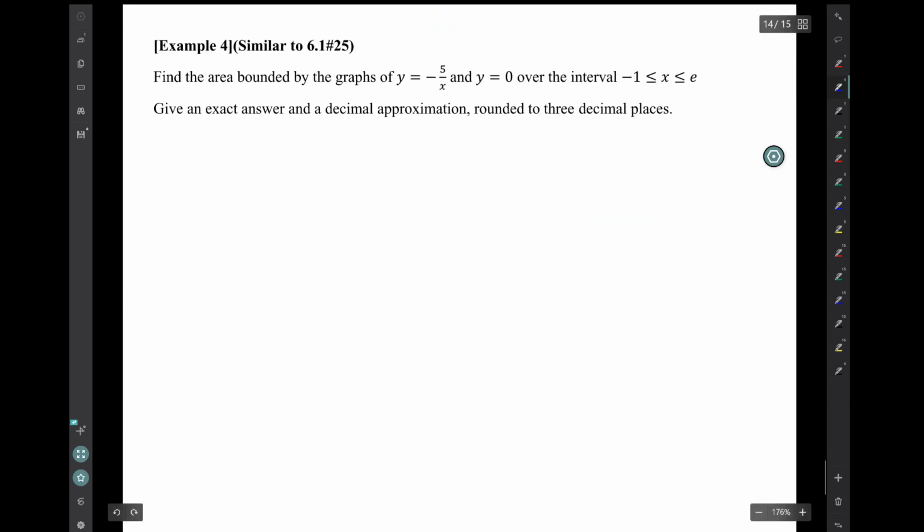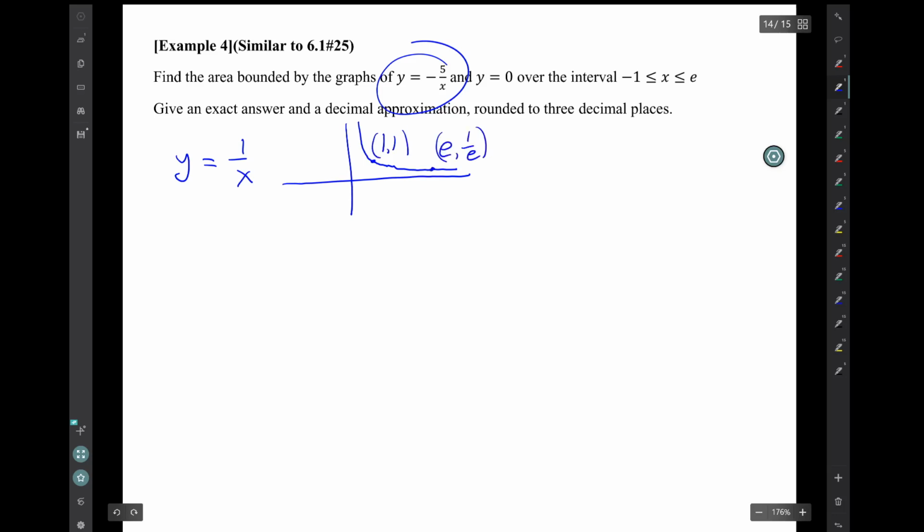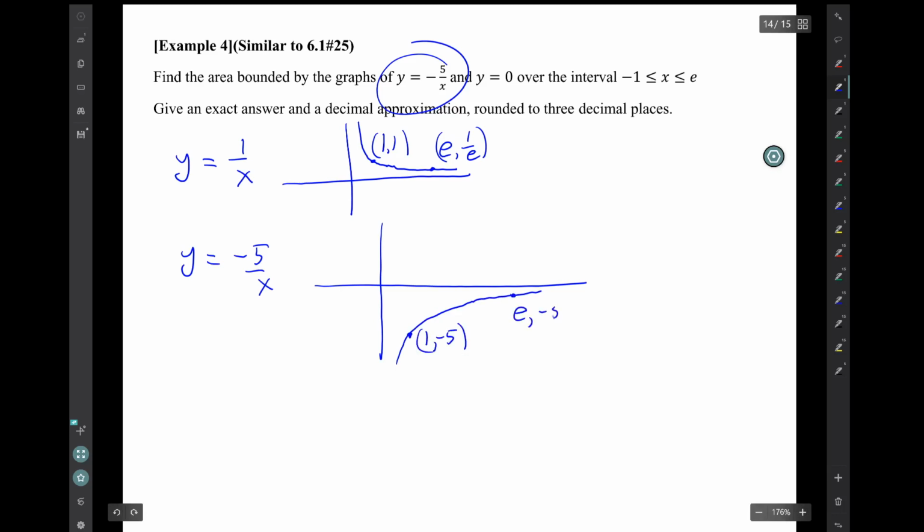Let's go on. Example 4 says find the area bounded by the graph of y equals -5 over x and y equals 0 over this interval. Well, we have to graph that function using transformations. When I use transformations, that flips the graph over and multiplies the y values by 5. So we end up with this graph that's below the x-axis. So our region is there.